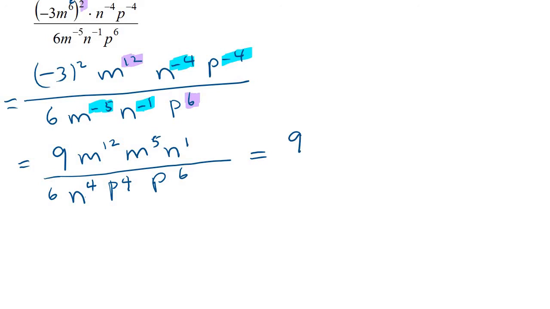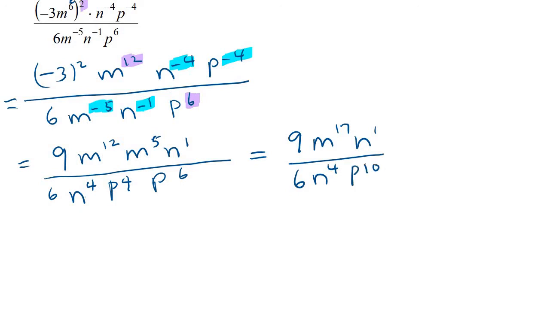So we have 12 and 5 upstairs. That will be 17. And then n to the 1 power. At the denominator, this is 6. And there's an n to the 4th. But the p will be 4 plus 6. That will be p to the 10th.